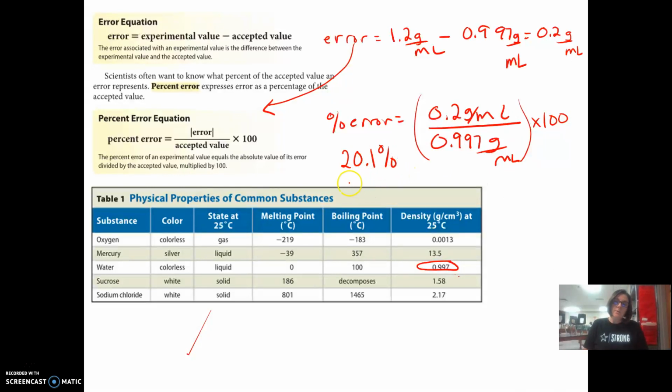So this alone doesn't look all that accurate. We were off by 20%, but really what you'll need to do is calculate it for the 3 different tools, and whichever one has the lowest percent error would have been your most accurate tool.